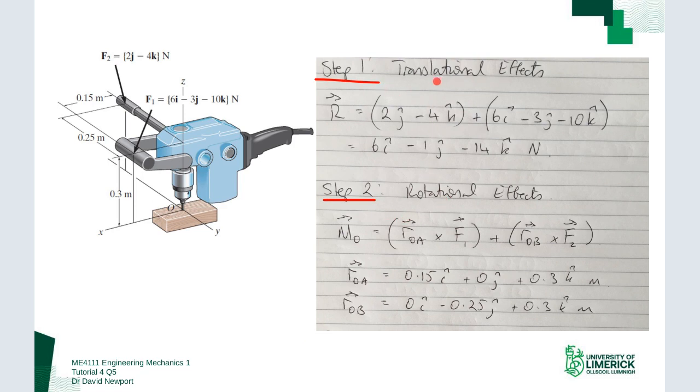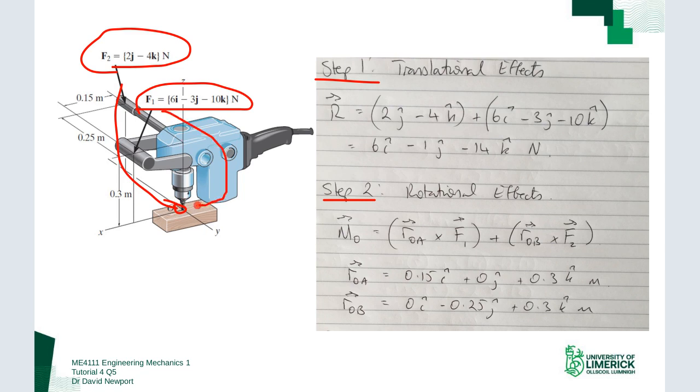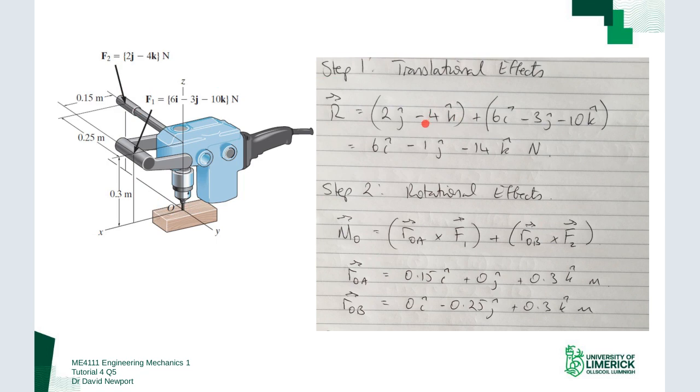Again, the translational effects are concerned only with forces. So our resultant force is simply the sum of the two forces. If we look at these forces, F1 is expressed in terms of its i hat, j hat, k hat, and F2 is expressed in terms of its j hat and k hat. There's no i hat term. So what we do is we simply relocate these two forces down to point O, and we add the two of them together.